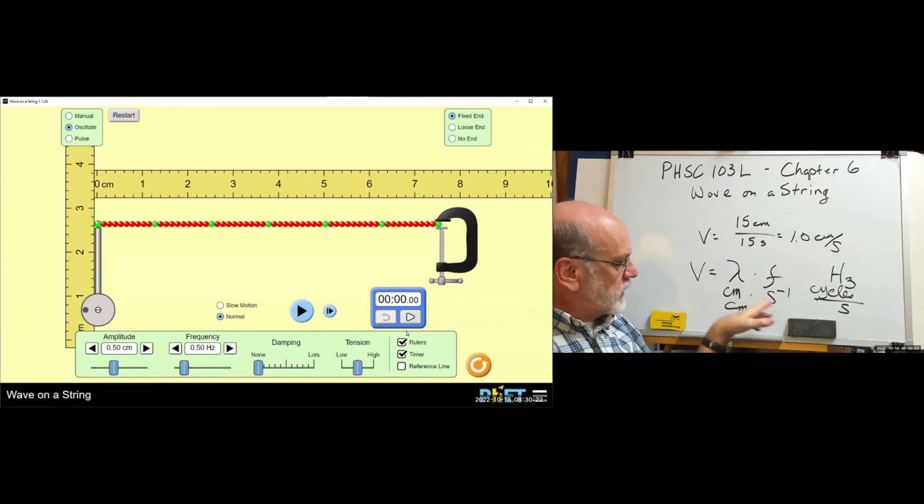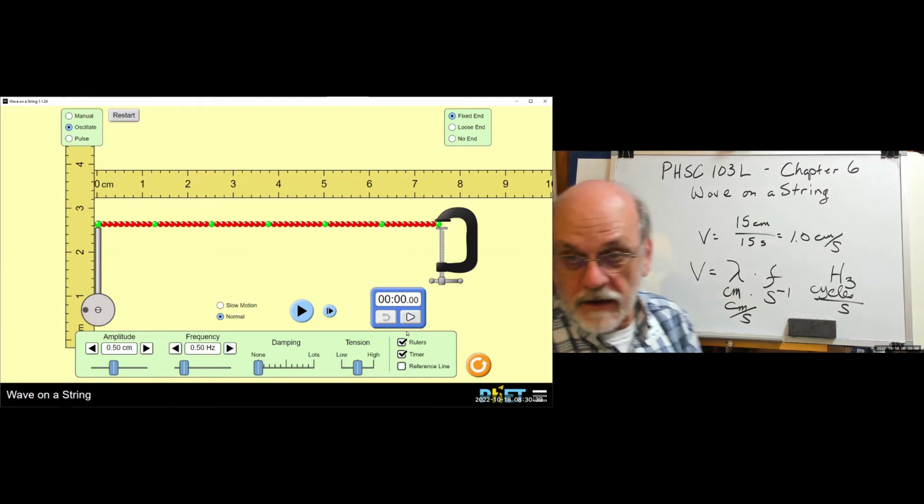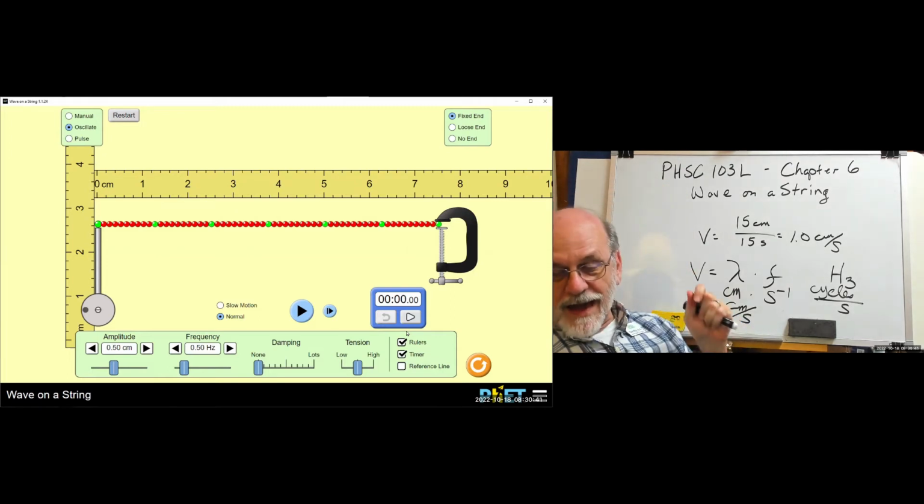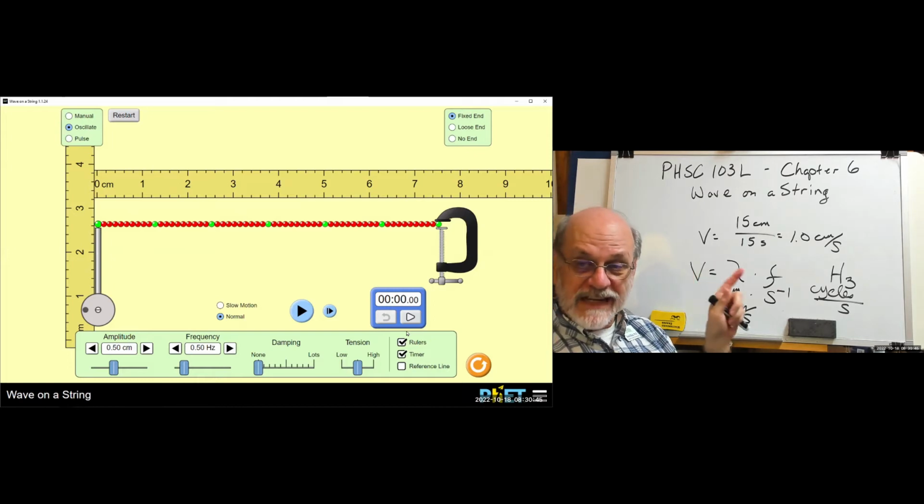But you need to know these units. Frequency is almost always in terms of seconds. Wavelength can be different. It can be meters, it can be nanometers. The sky is the limit. But in our case, it's centimeters. Centimeters per second is velocity. So what you need to know is how long is a wave? And in our case, the wave is 15 centimeters.